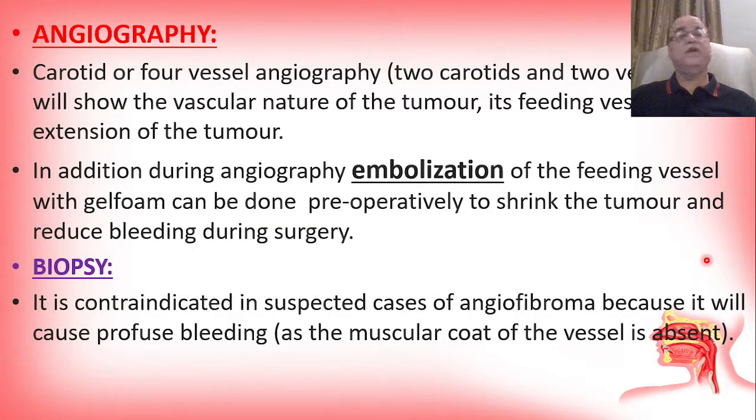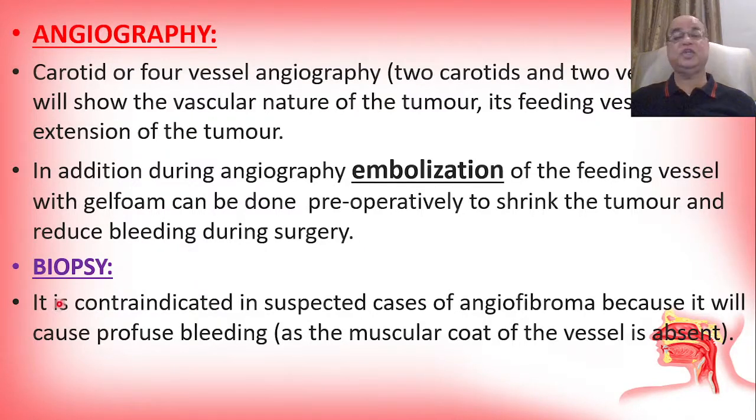So angiography, either carotid angiography or even 4-vessel angiography, in which 2 carotids and 2 vertebral arteries are included, will show us the vascular nature of the disease and the feeding vessels and extension of the tumor. In addition, during angiography, embolization of the feeding vessel with gel foam can be done preoperatively, which will make the tumor shrink and cause less blood loss during surgery or during resection of the tumor.